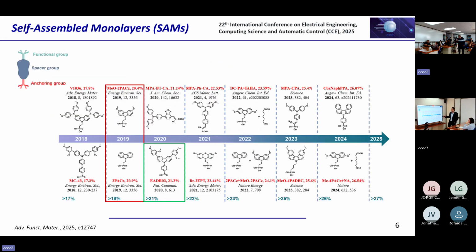So here is the evolution of the perovskite solar cell using the SAMs as a hole transporting material. And this is the benchmark of the SAMs in the perovskite solar cell, the 2PACz molecule, and then they have the MeO-2PACz. And I try to show you this molecule because it was synthesized in my last group when I was working in the ICQ.